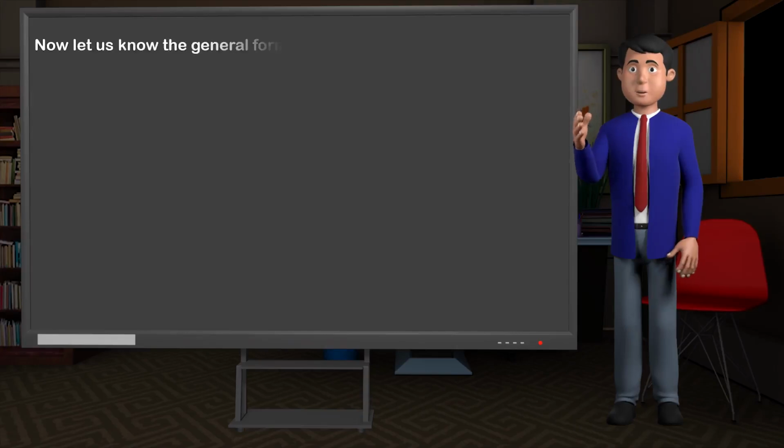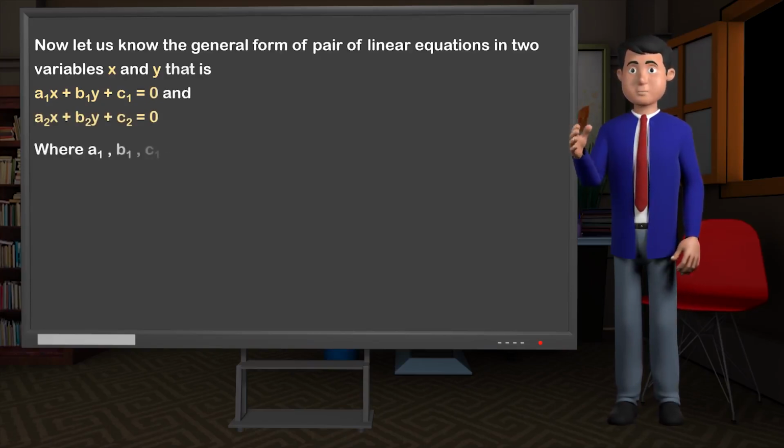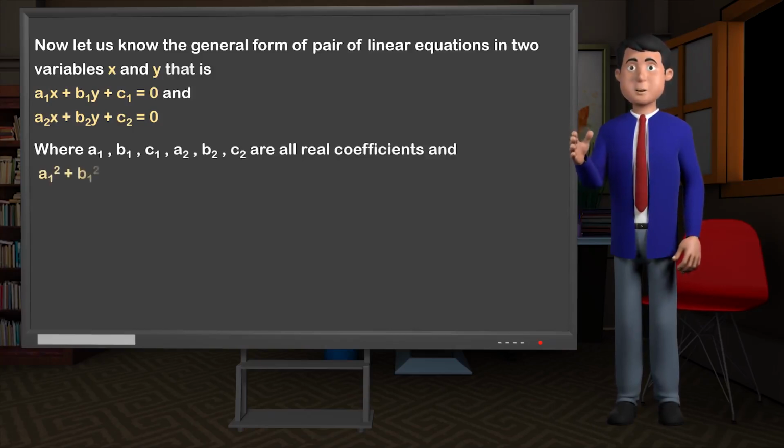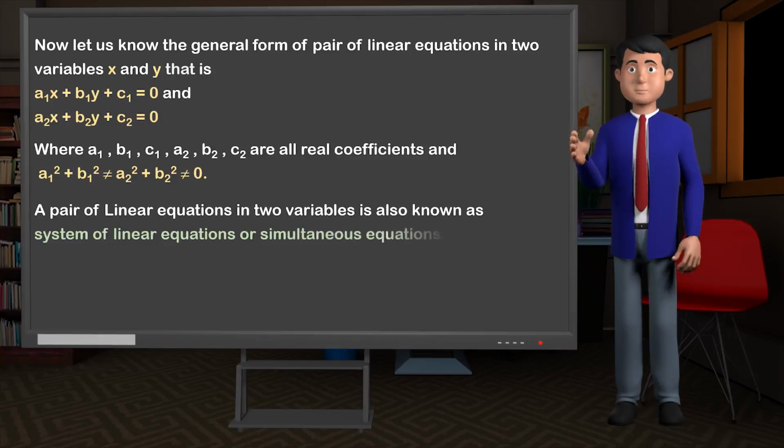Now let us know the general form of pair of linear equations in two variables x and y, that is a1x plus b1y plus c1 is equal to 0 and a2x plus b2y plus c2 is equal to 0, where a1, b1, c1, a2, b2, c2 are all real coefficients and a1 square plus b1 square is not equal to 0, a2 square plus b2 square is not equal to 0. A pair of linear equations in two variables is also known as system of linear equations or simultaneous equations.